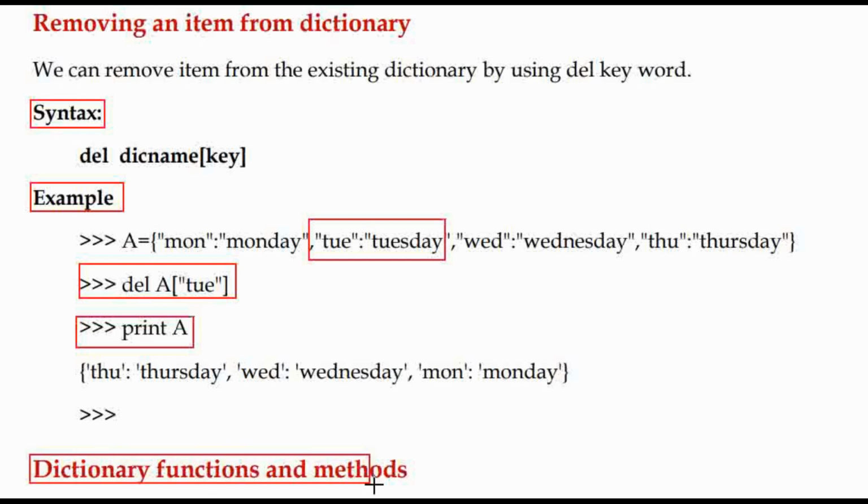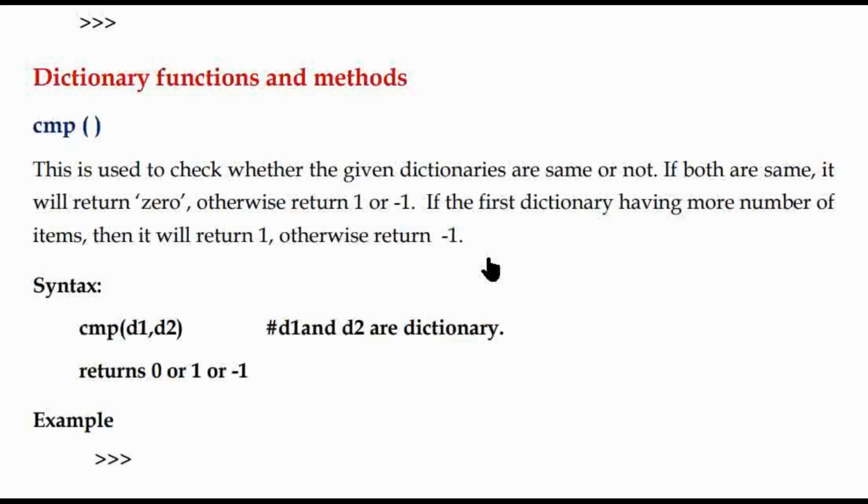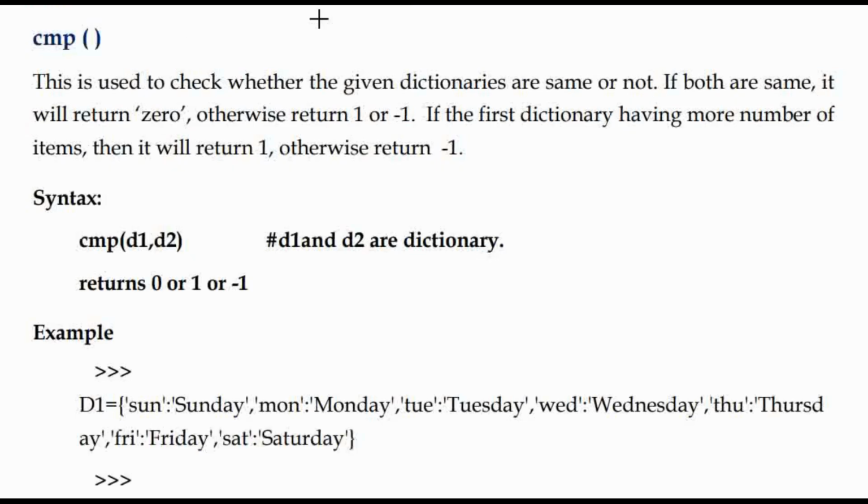Dictionary functions and methods. First function you are going to learn is the CMP function. This is used to check whether the given dictionaries are same or not. If both are same, it will return 0, otherwise it returns 1 or -1. If the first dictionary has more number of items then it will return 1, otherwise it returns -1.